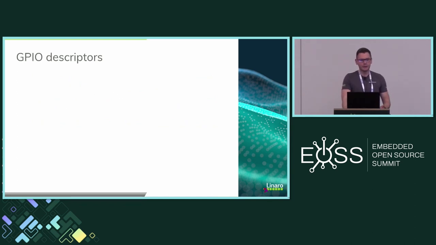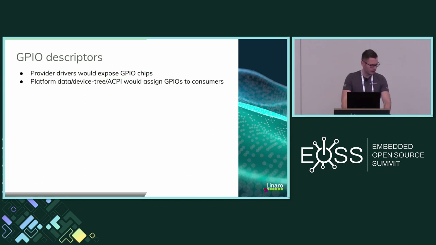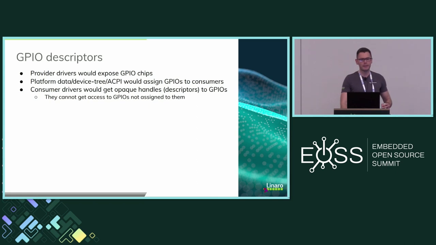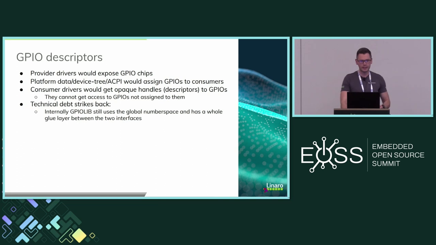The answer to that is the opaque descriptor-based model, which is the current modern-day standard in the kernel. This means that provider drivers would expose GPIO chips. They would have a certain number of GPIOs, and then through device tree or platform files or ACPI, we would assign GPIOs to consumer drivers, or rather consumer devices, and they would get opaque handles to structures they can't really access, and using the provided programming interface, they would manipulate them.